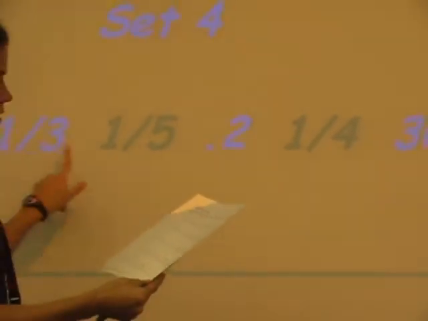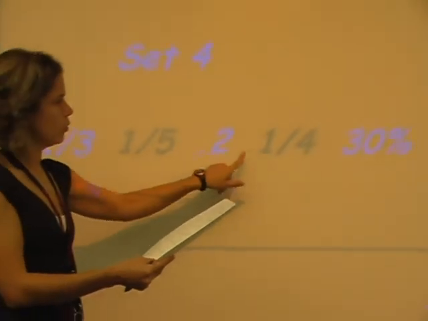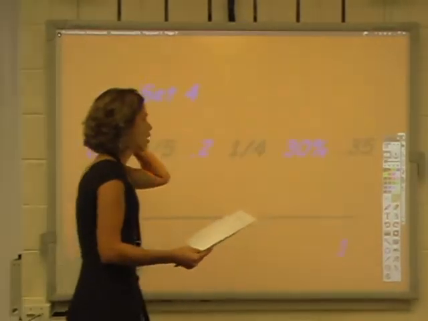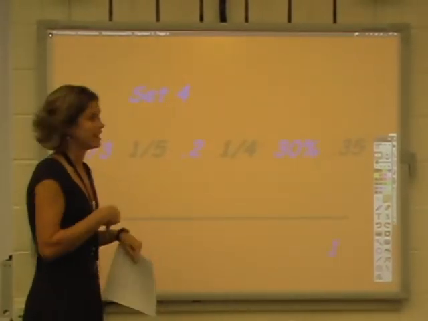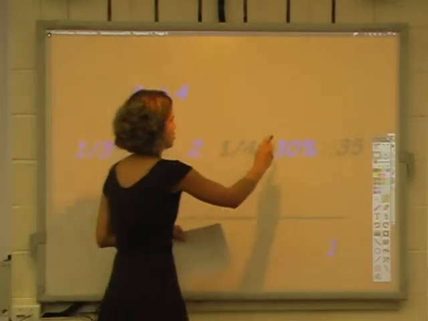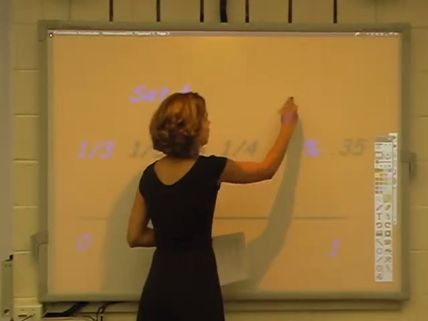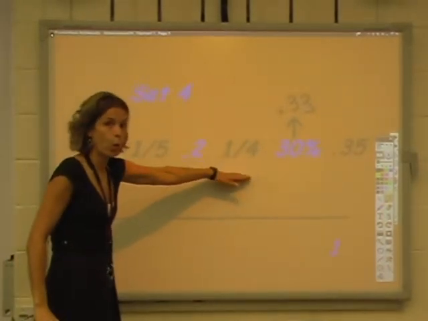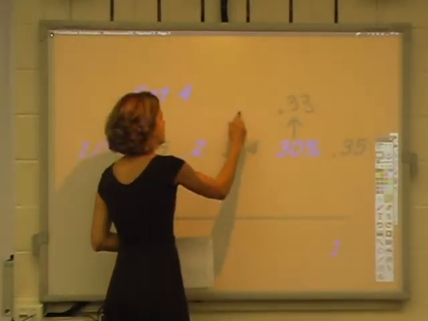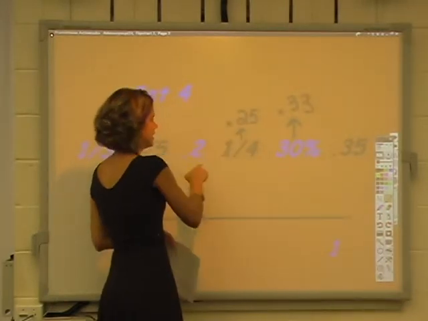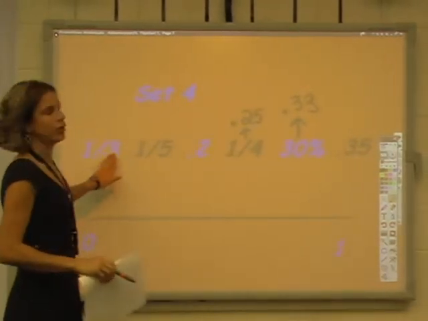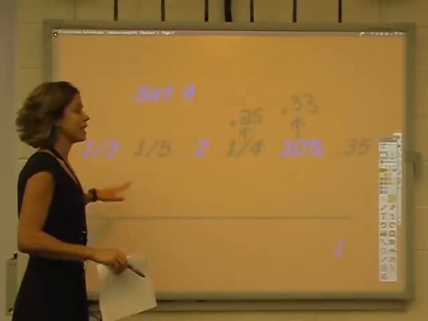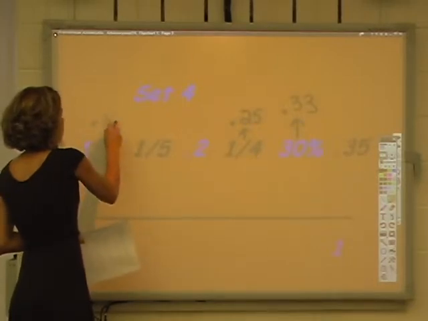It's 1/3, 1/5, 0.2, 1/4, 30%, and 0.35. Okay, first thing I do is I go for the easy ones. 30%, that's 30 pennies. I'm going to rewrite that as 0.33. If I remember, this isn't 1/4, it's really a quarter, and a quarter is 25 cents. Okay, decimal, decimal. Now I have a 1/3 and a 1/5. A 1/3 was one of the ones I asked you to try to memorize. And a 1/3 is 0.33 repeating.